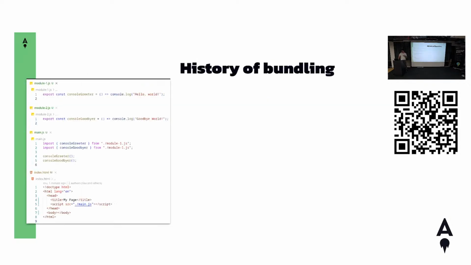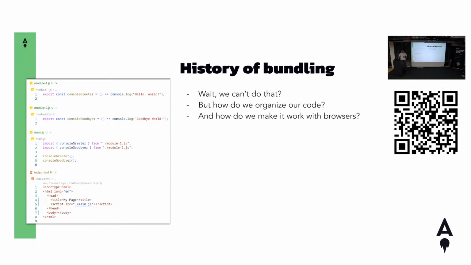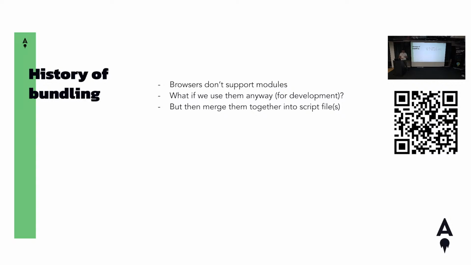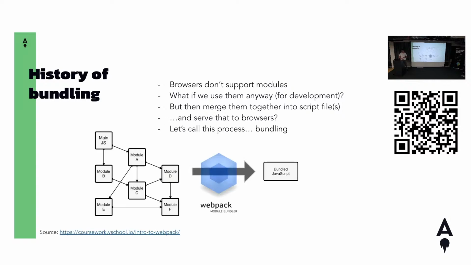So what we did instead was we kind of thought of a solution. And that solution was that we could not use modules in browsers, but we used them anyway, but for development. And then when it came time to ship the code, we kind of just merged it together into usually one really huge file, which is not really what you should be doing, but yeah. And then you serve that file to a user, and it worked. And we've called that process bundling. And that's where Webpack, Parcel, and Rollup and other bundlers came into the story. So that's what we used to do a lot, and we still do that, actually.